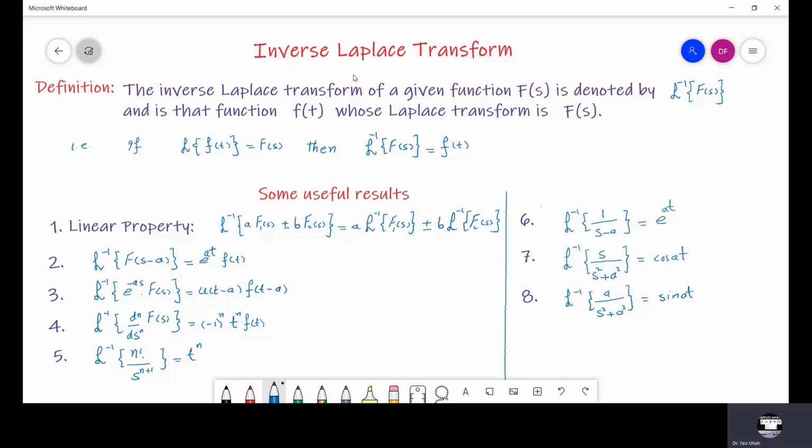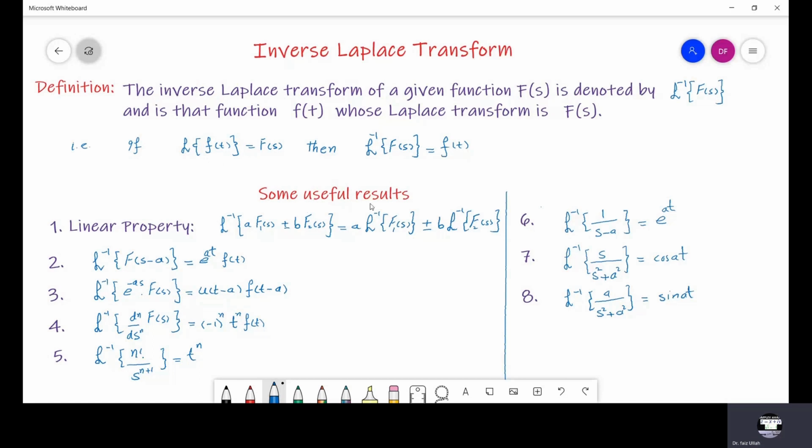The inverse Laplace transform. As is clear from the name, it is the inverse process of the Laplace transform. If we are given a function F(s), then its inverse Laplace transform is denoted by this symbol. And we say that if the Laplace transform of f(t) is F(s), then the inverse Laplace transform of F(s) is equal to f(t).